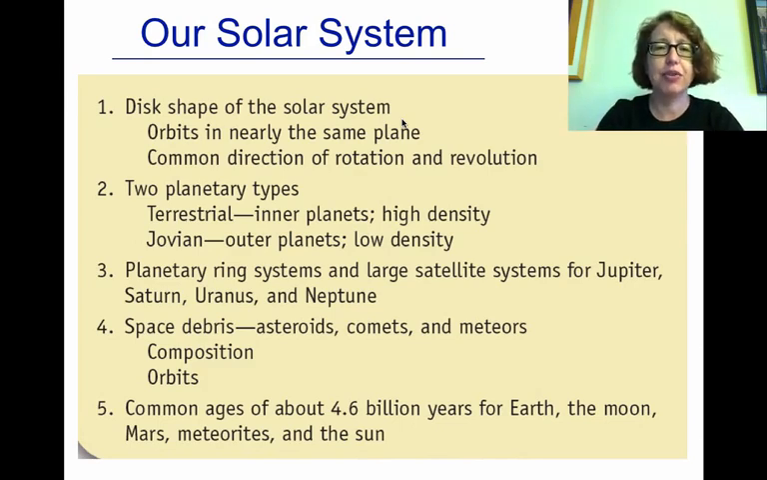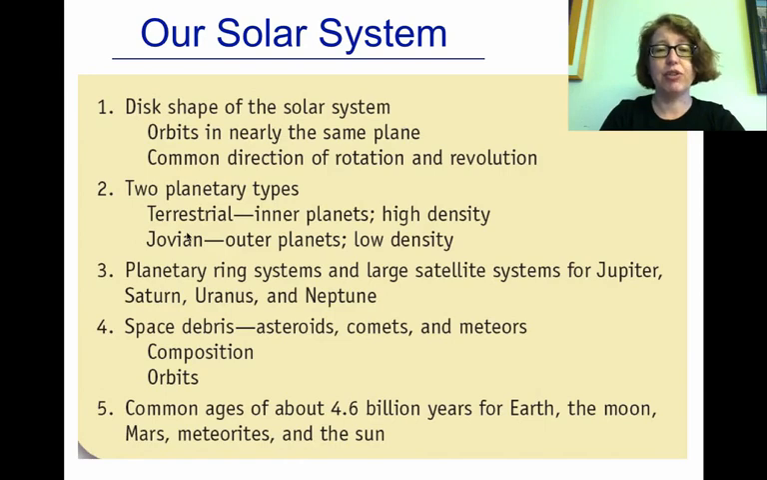This is a leftover from that disk shape we had, right? Remember, as that cloud contracted, it flattened out. It had all of the material going around in the same direction. So naturally, when little bits started clumping together to make the planets, they were also going around in the same direction. Okay, so the fact that everything moves in that same direction is a leftover from that formation.